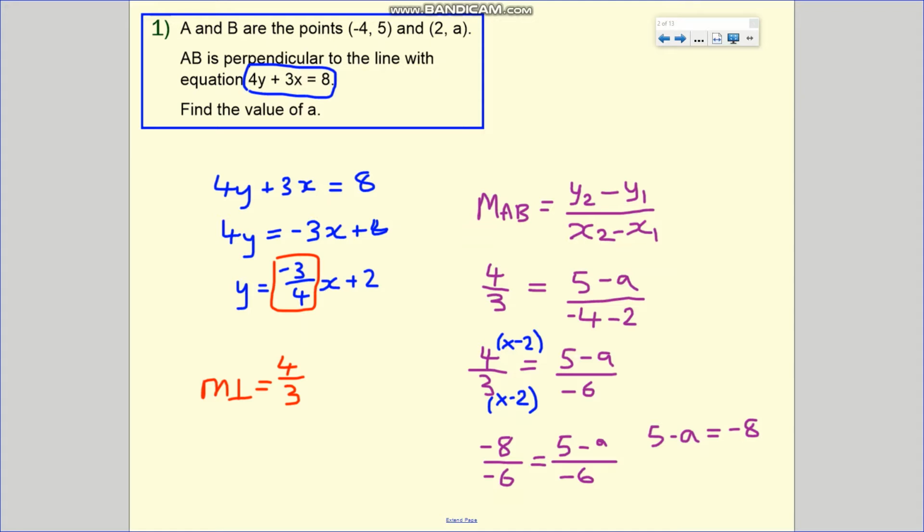Then if I rearrange this, I'll plus 8 on both sides. That'll give me 13 minus a is equal to 0, and then that means that our a value here is 13. Okay, and that's us found the value of a there. Using, first of all, the equation given to us in the question, we've rearranged that into the form y equals mx plus c. We've figured out what the gradient should be, and then we've found the gradient including our variable and rearranged it to solve to get a equals 13.